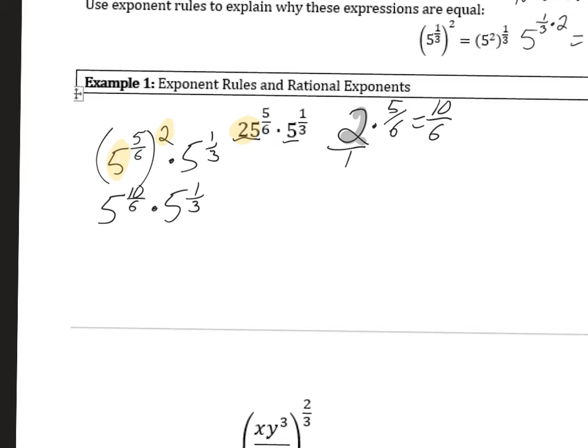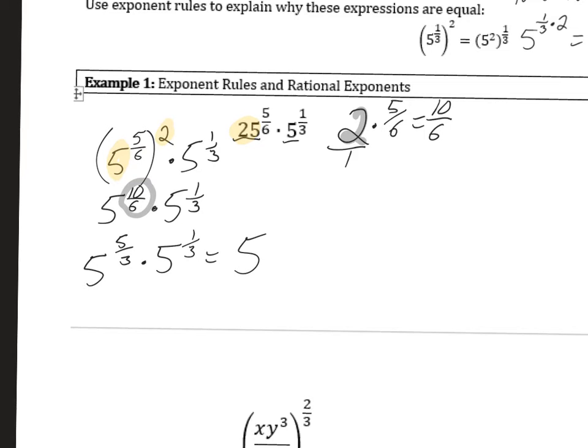Now, what do I have to do? Well, I could change everything so that they're all into thirds, or I could switch everything so they're all 6. I think this 10/6, I can simplify that a little bit. So if I divide both of these by 2, I have 5 to the 5/3 times 5 to the 1/3. Now, do both of my exponents have the same denominator? Yeah, they both have a 3. So I'm going to have 5.